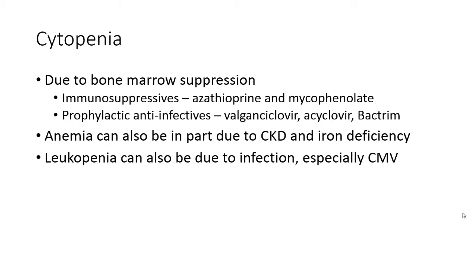These people, who we already said have a much higher incidence of chronic kidney disease, can just have anemia from that. And for leukopenia, you really have to look at it and not always just blame drugs, especially if it's new and doesn't really make sense. You have to look out for infection, especially CMV, because it's a very common way that it can present.